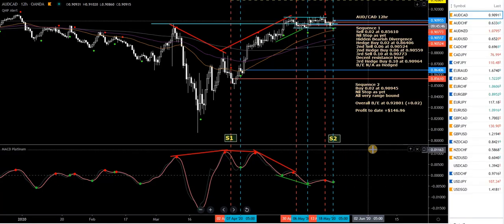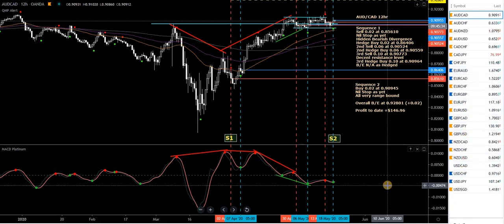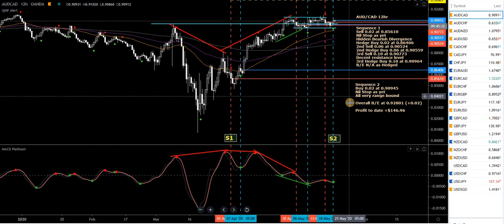TradingView. This is my 12 hour. This is my watch list on the right. Anything highlighted in orange is what I'm going to talk about in this video. Anything in blue, I've got current trades on. There's no highlight, no trade. So we'll start with the AusCAD.